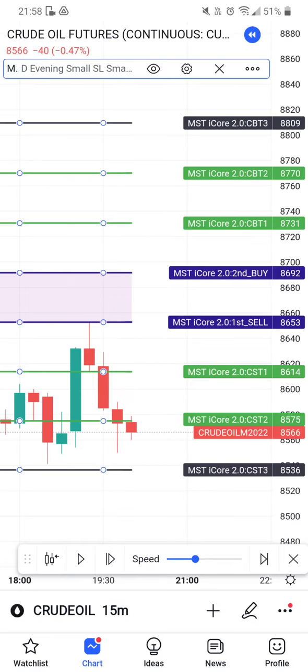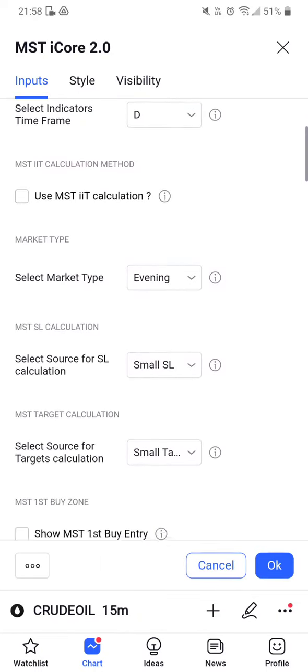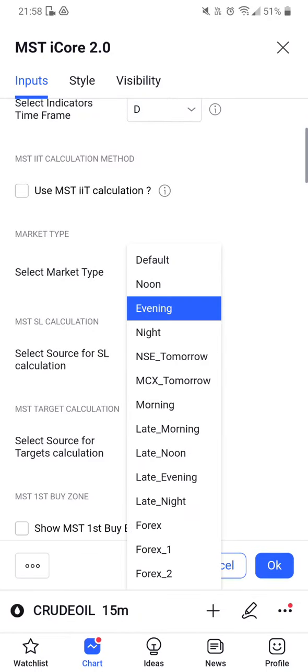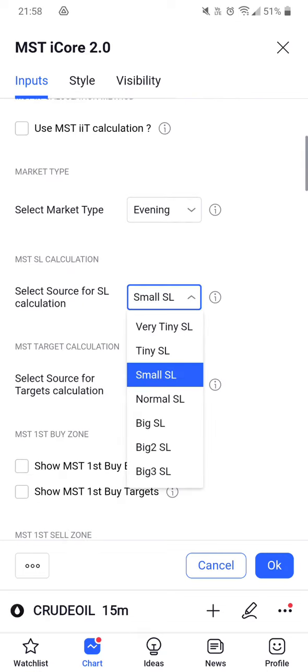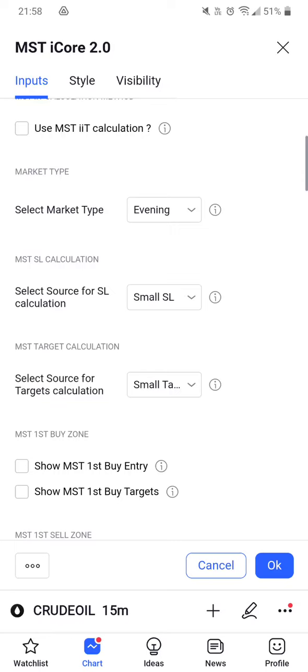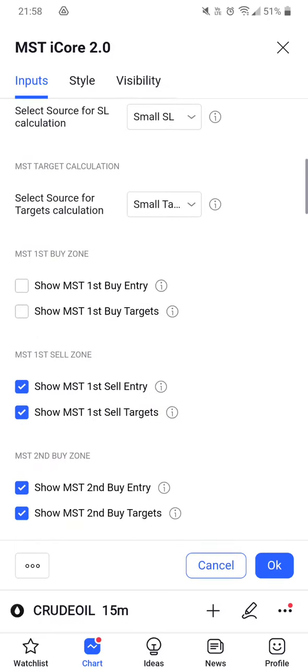Okay, that's all, nothing. So now what settings have I kept? See here, I have changed only the market type. As per default, all the targets have been hit. Now I am going to trade in the evening session also, so I have kept the evening session. If you want, you can change it to tiny SL or very tiny SL or normal SL. It is up to you. By default, you can follow.